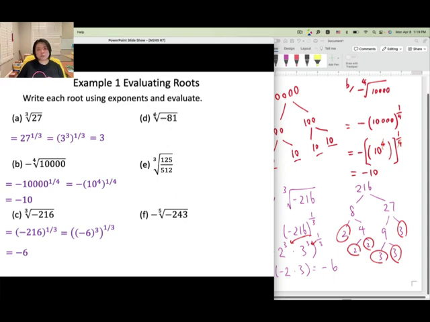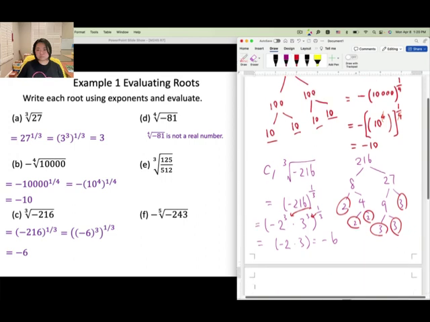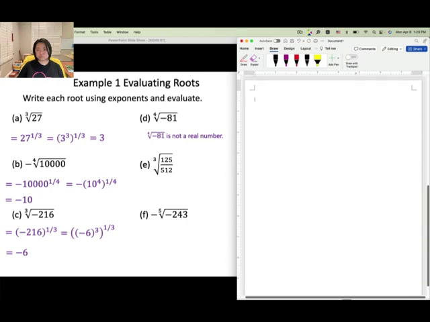Okay, one more time. First thing, you need to look at if this is an even number or odd number. When you have an odd number, the radicand is negative number, that's okay. But when you have an even number, this number has to be positive. So in this one, you're gonna say it's not a real number. Okay, try the E.